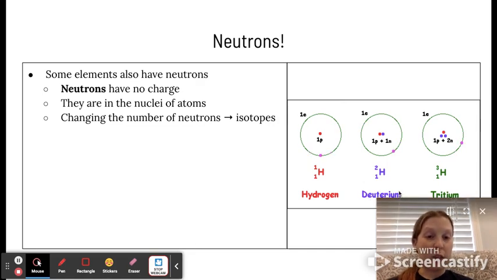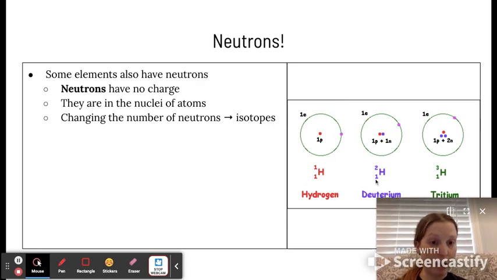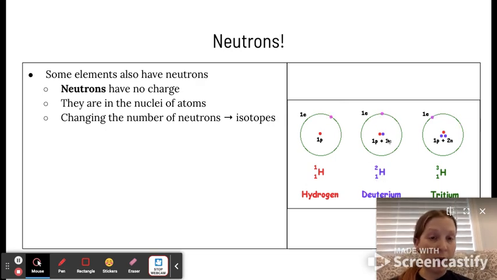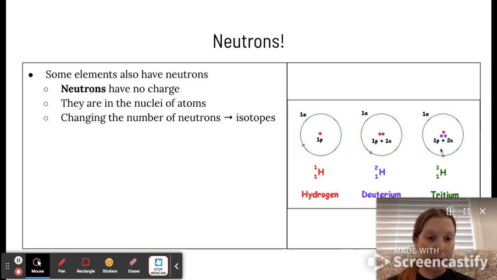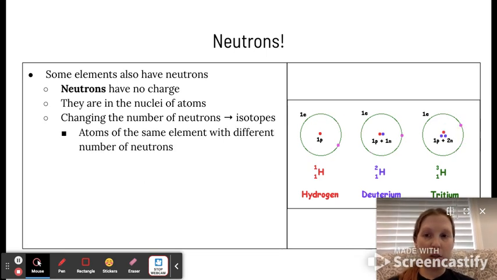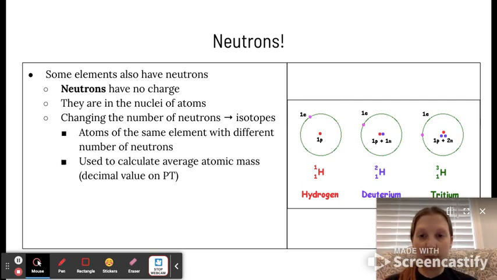Deuterium, which is an isotope of hydrogen because it still only has one proton, which makes it hydrogen, but now has one neutron in the nucleus. And then you have tritium, which is another isotope of hydrogen, which has the one proton that makes it hydrogen and the two neutrons. So all you're changing there is the mass of the nucleus. Again, isotopes are defined as atoms of the same element with different numbers of neutrons.